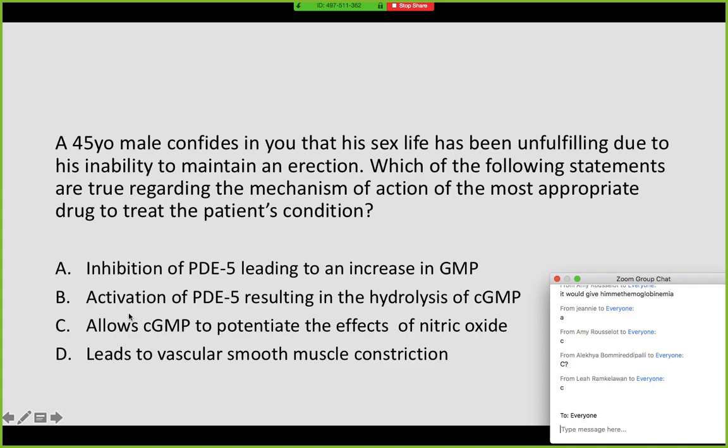Yeah, and I've seen that question several times where they're asking about PDE5 inhibitors, and they want you to know that it's cyclic GMP sticking around that's making things work for that drug.